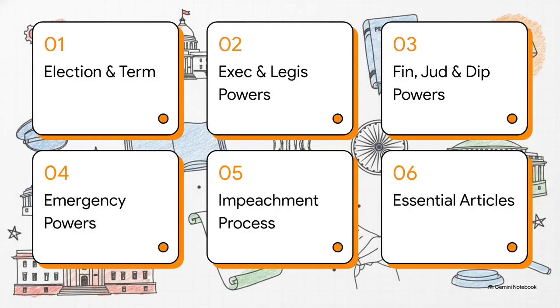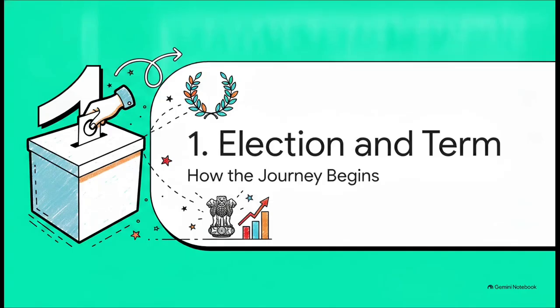We're going to break it down step by step so you can lock in these concepts and totally ace your exams. Here's our constitutional roadmap for today. We'll track the complete life cycle of the president's office, starting with election and term, moving into executive and legislative powers, then financial, judicial, and diplomatic roles. After that, we hit the emergency powers, the impeachment process, and finally wrap up with essential articles to remember. Let's dive in. Section 1, Election and Term, How the Journey Begins.